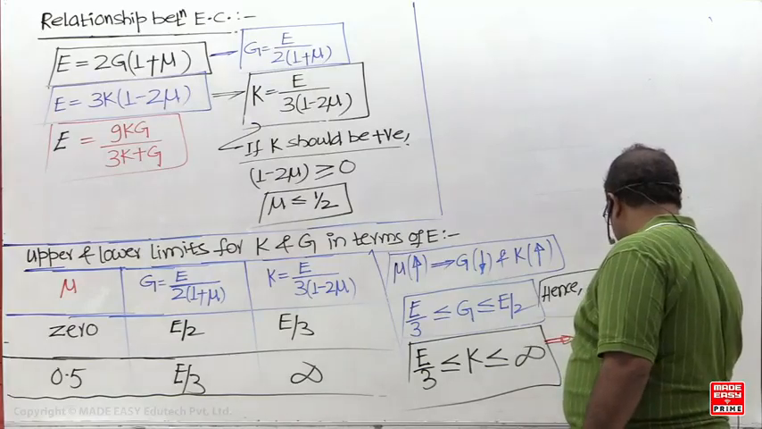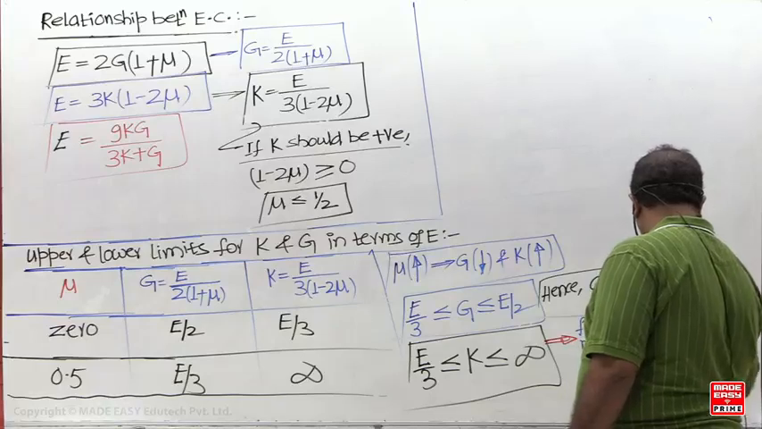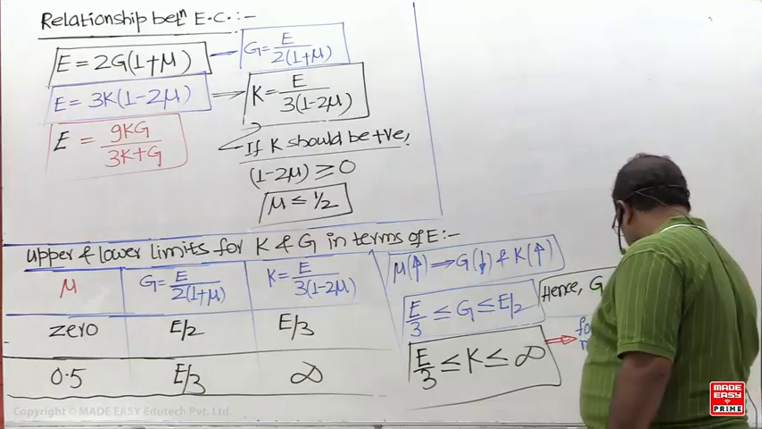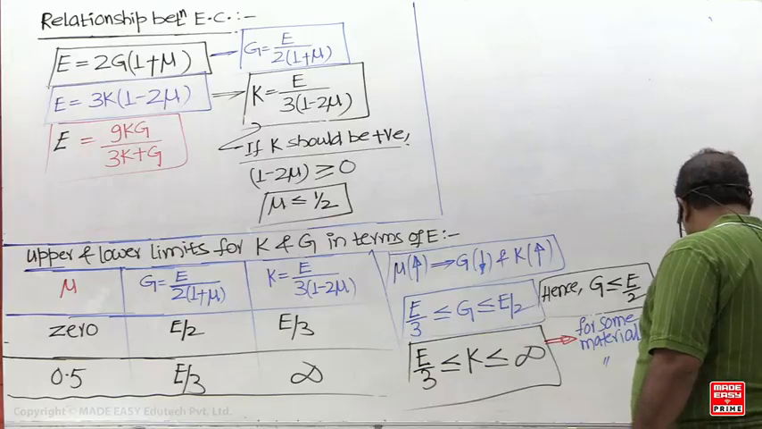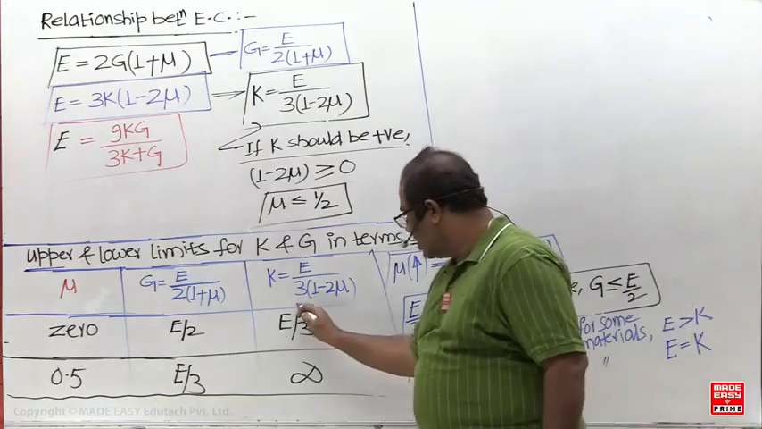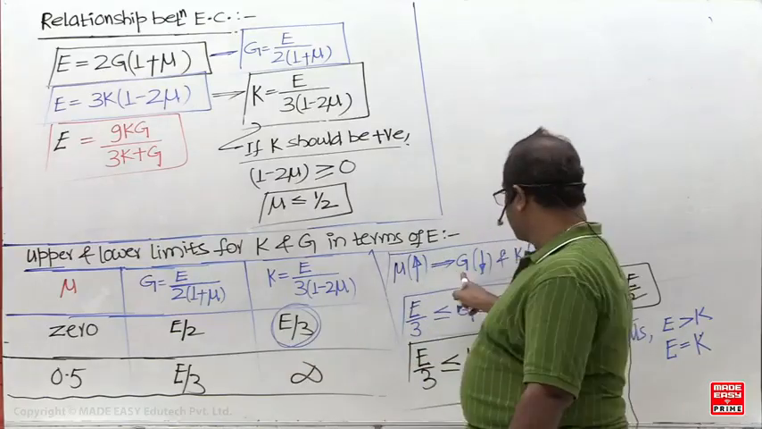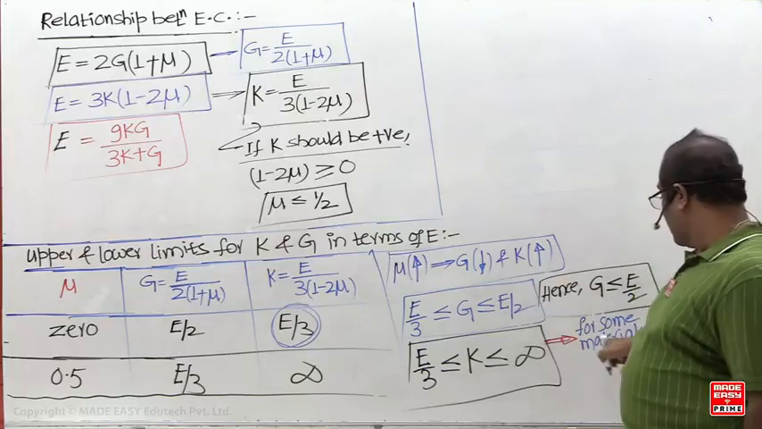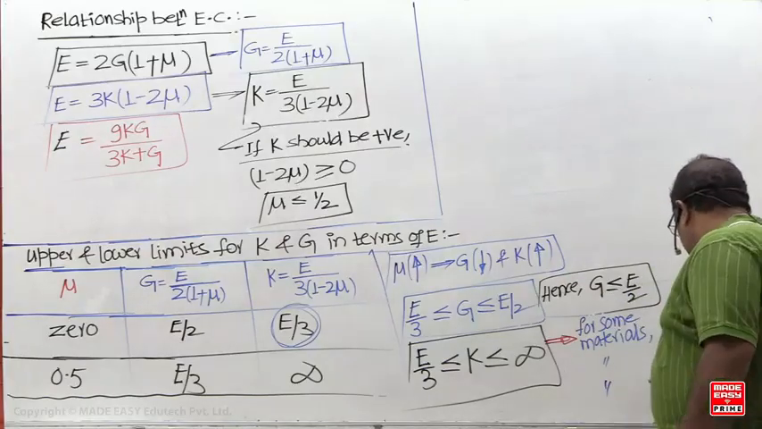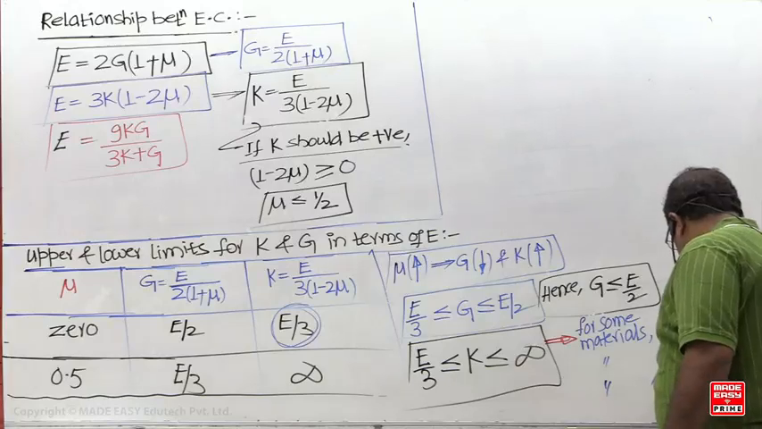For some materials, initially which one is more? E is more and K is less. As Poisson's ratio increases, K increases. At a particular value both are the same, and for some materials K is greater than E.